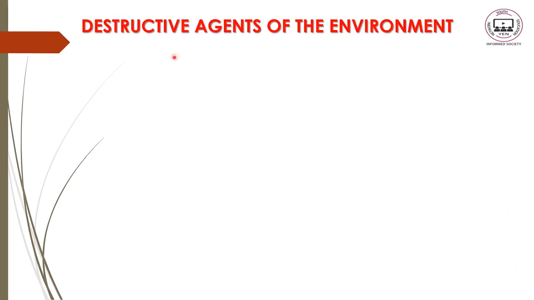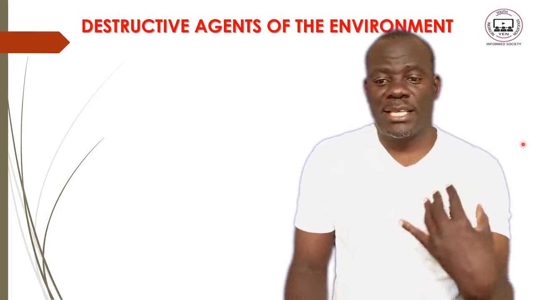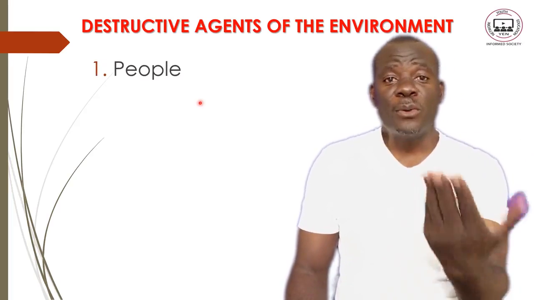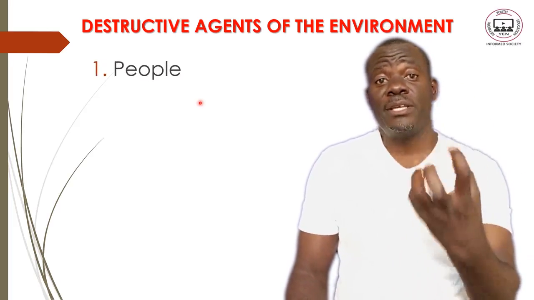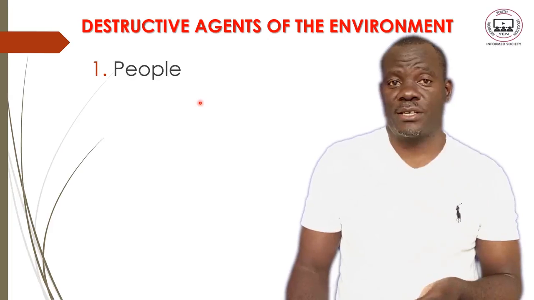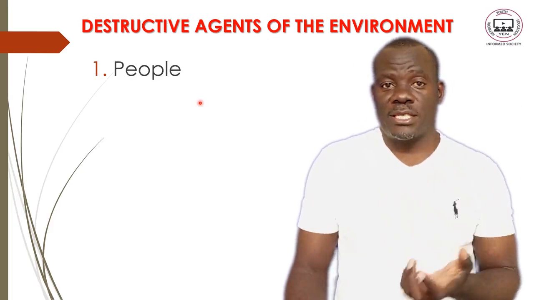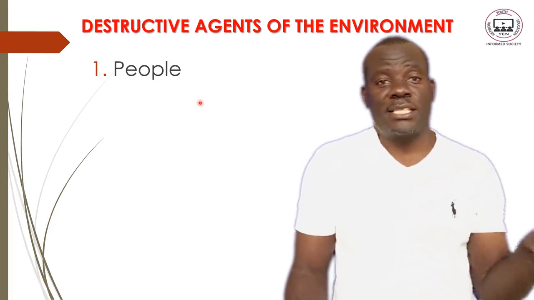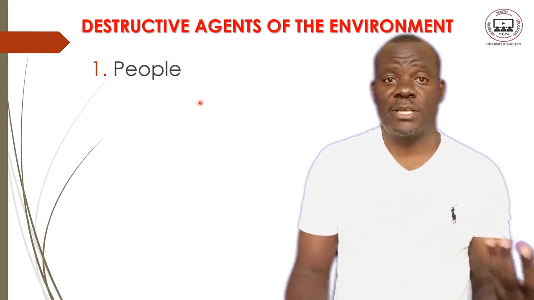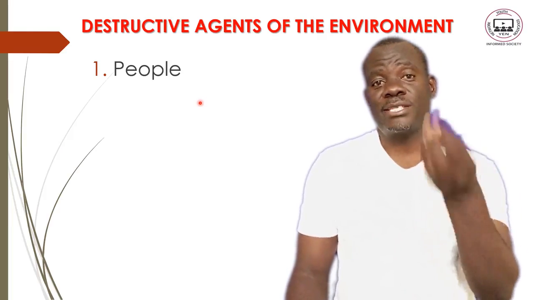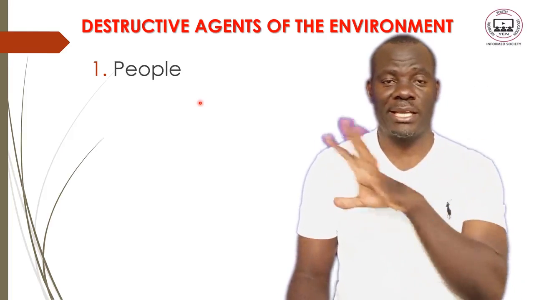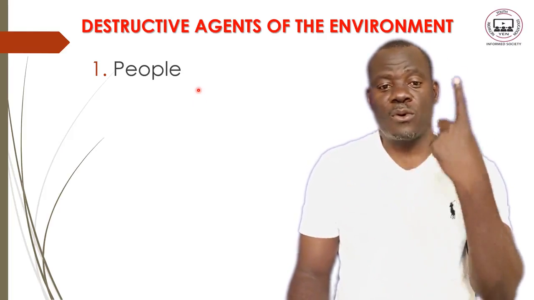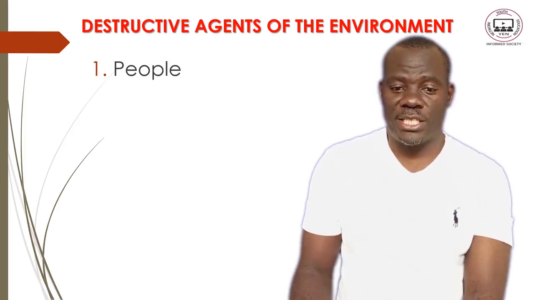Now, destructive agents of the environment, what are they? They are people. People can also be destructive agents. Just cutting trees carelessly, burning charcoal now and again, and throwing litter everywhere, you are destroying the environment. You are becoming a destructive agent. When you throw anything anyhow, you are destroying the environment. So people are a good example of a destructive agent.